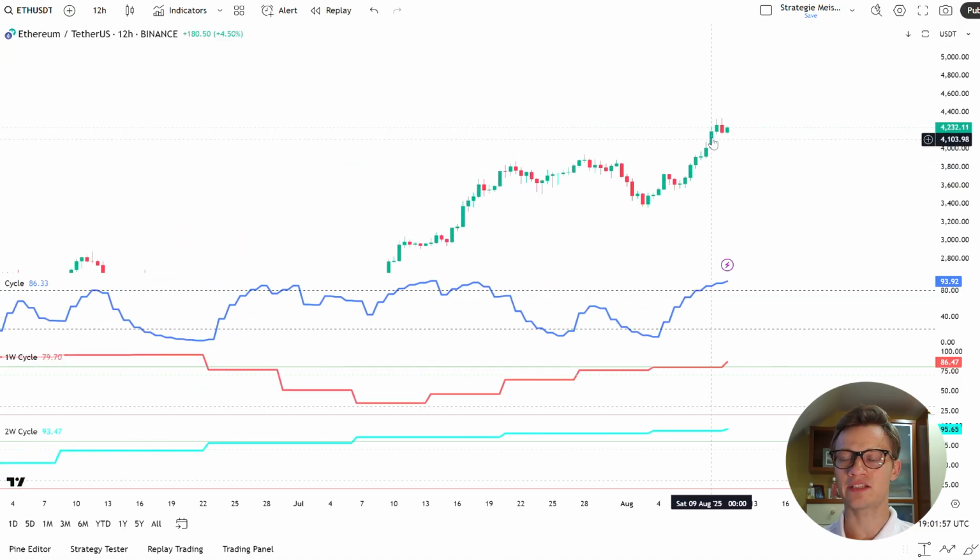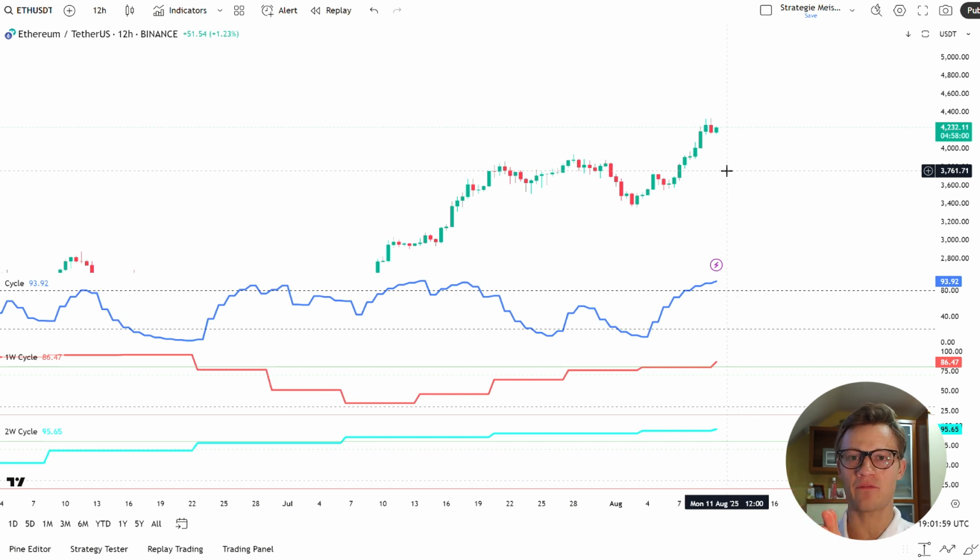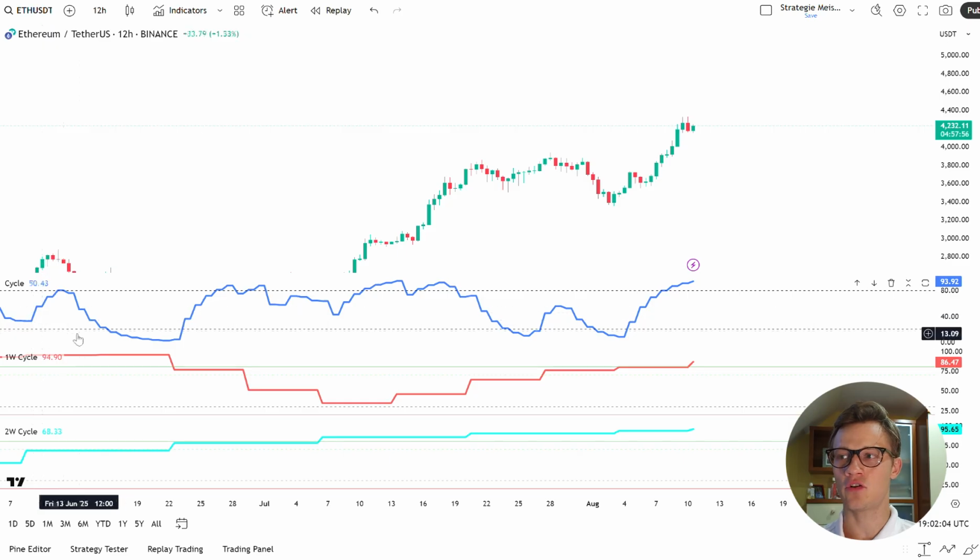I'm on the 12-hourly time frame because this is the best time frame for the analysis of any coin. At the bottom of the screen, I put three indicators on the chart. We have the 1-day cycle, the 1-week cycle, and the 2-week cycle indicator.